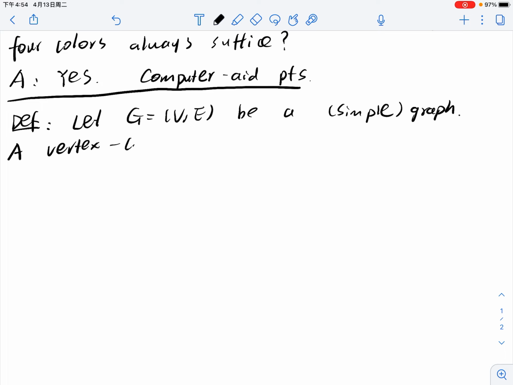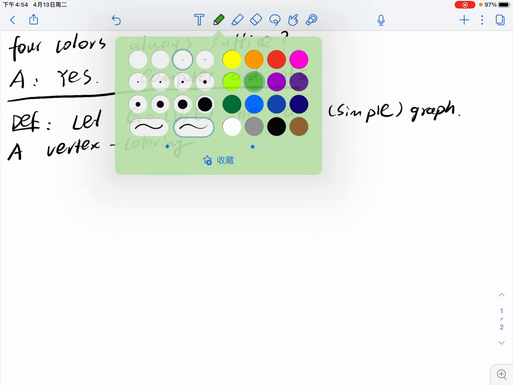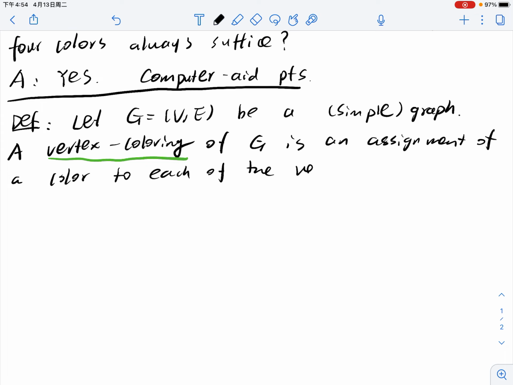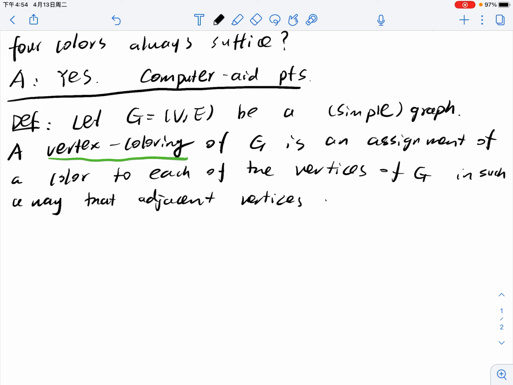So here, a vertex coloring of G is an assignment of a color to each of the vertices of G in such a way that adjacent vertices are assigned different colors.